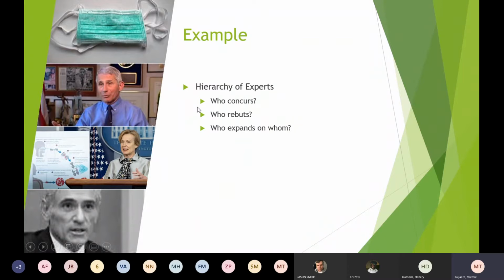So when we have a hierarchy of experts, it's very important as you read an article that you know who the expert is and what the relationship is between the article that you are reading and the expert. If we look at this, Dr. Fauci is generally seen as the expert. Dr. Birx supports him and Scott disagrees with his attitude.